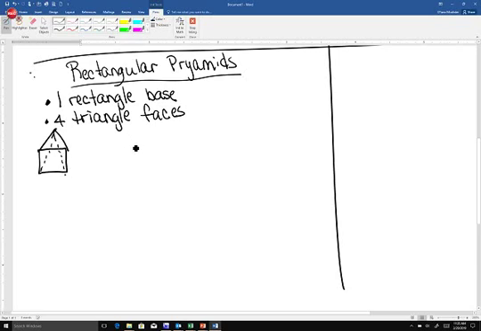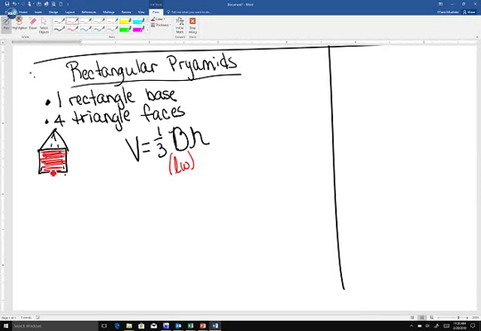The volume of a rectangular pyramid is volume equals 1/3 the area of the base times the height. We break down the area of the base in length times width. It is the rectangle at the bottom. Therefore, the formula we use is volume equals length times width times height divided by 3.